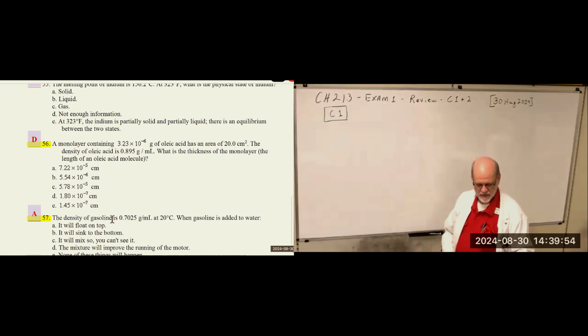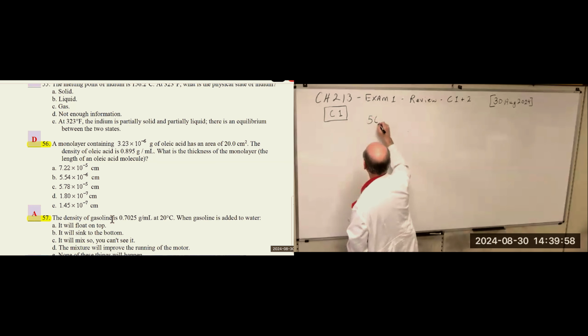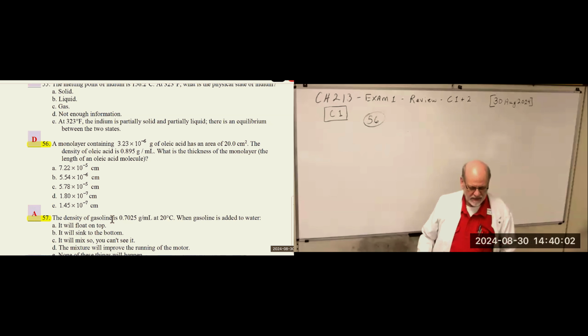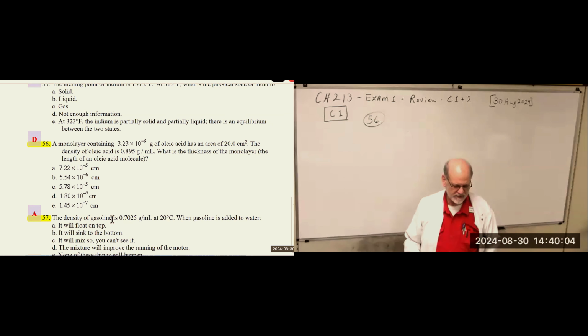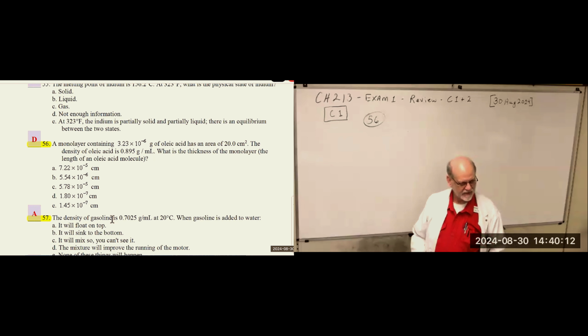I have to remember some geometry for this one. 56. A monolayer containing 3.23 times 10 to the minus 6 grams of oleic acid. Ever heard of oleic acid? It's a fatty acid.